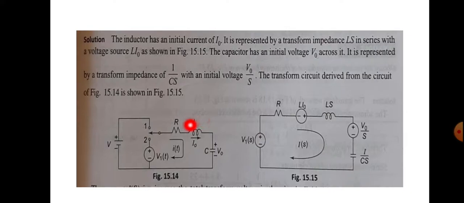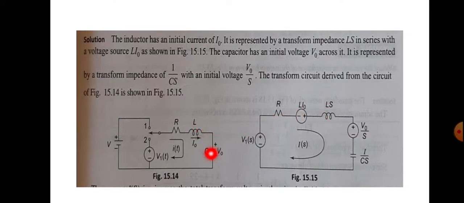Next, there is an inductor, and you know that when it is transformed into S domain, we can draw it as a series combination of a voltage source whose value is L into I0, and an impedance of value Ls. This voltage source L into I0 is due to the initial current through the inductor. Its symbol is from minus to plus. Next we draw the inductor having the impedance value L into S. Actually these values are obtained from the analysis of the inductor in the transform impedance circuit. So L into I0 and Ls come instead of the inductor.